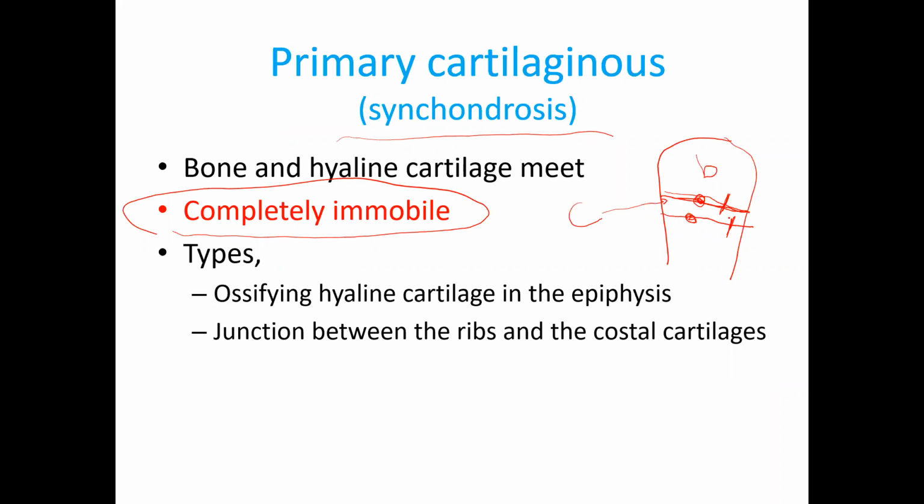So you know about true ribs and false ribs from A levels, I believe. Some of these will have long costal cartilages, others will have short ones, right? So this joint between the costal cartilage and the end of the rib is a primary cartilaginous joint, right? And it is completely immobile. Okay, do you understand this? Is everyone all right?